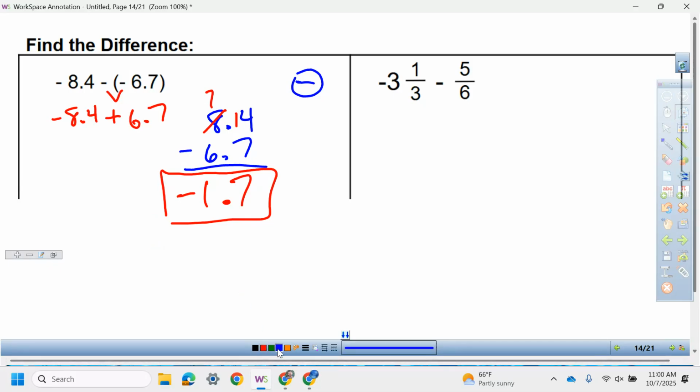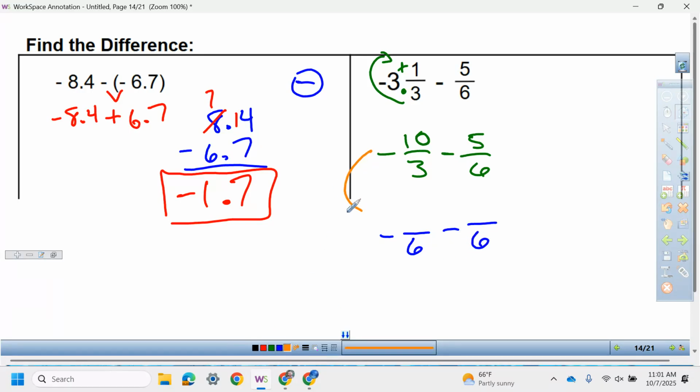All right, last one, best one. Same thing I did for the addition. Let's go ahead and convert this to improper. So 3 times 3 is 9, plus 1 gives me a negative 10/3, minus a 5/6. Let's get that common denominator. I'm going to go with 6.